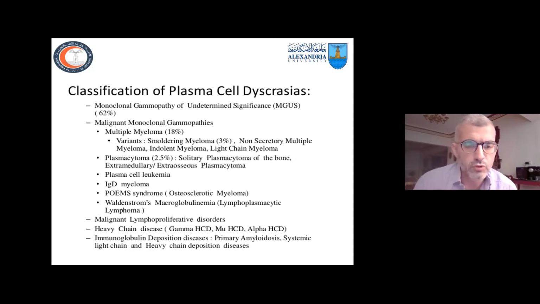Plasmacytoma constitutes around 2.5%, which usually arises from the bone, or extramedullary and extraosseous plasmacytomas. Plasma cell leukemias, IgD myeloma, POEMS syndrome, and Waldenström macroglobulinemia. Also other malignant lymphoproliferative disorders, heavy chain disease, or immunoglobulin deposition disease.